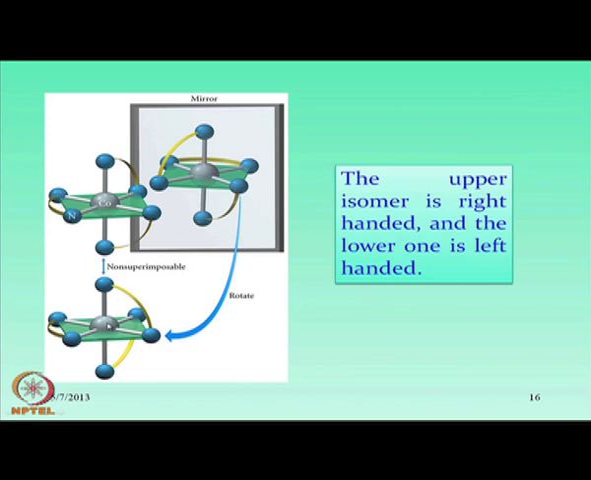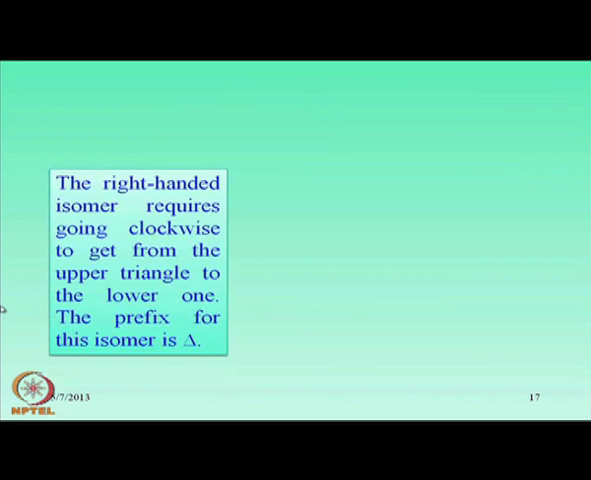But in this particular one, when we move from there, it is in a different direction. This is the trigonal face which is facing the viewer. When we move from here to this particular face, it is in anti-clockwise direction. Similarly, from here to here is anti-clockwise, and here to here these are in the other direction. The right handed isomer also requires going clockwise to get from the upper triangle to the lower one.